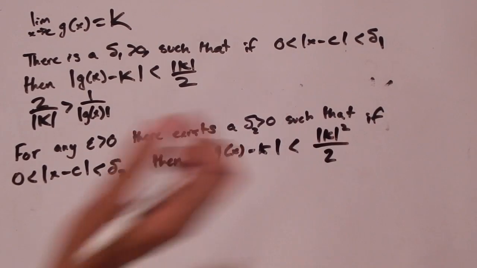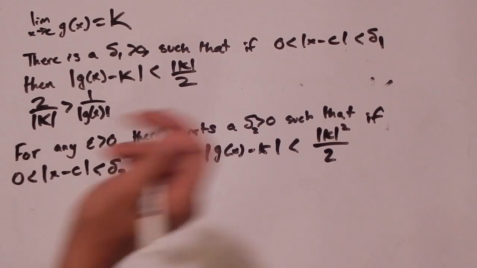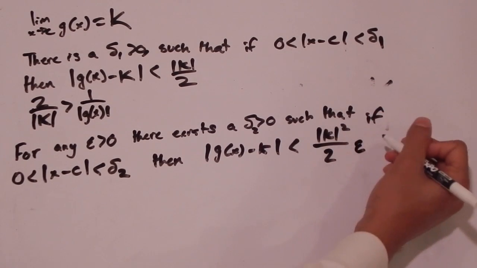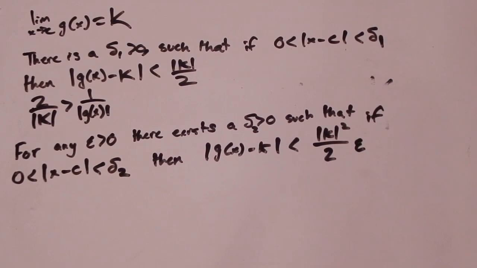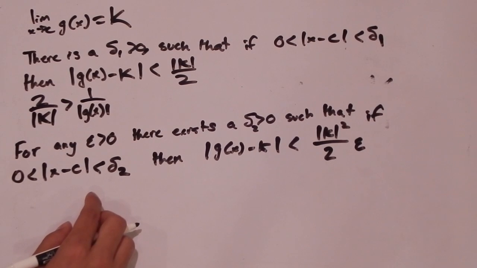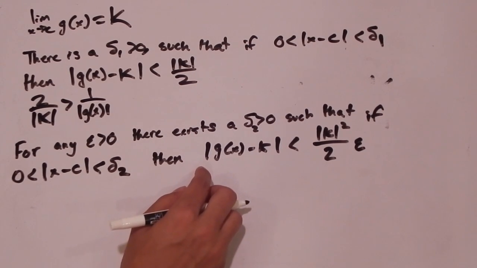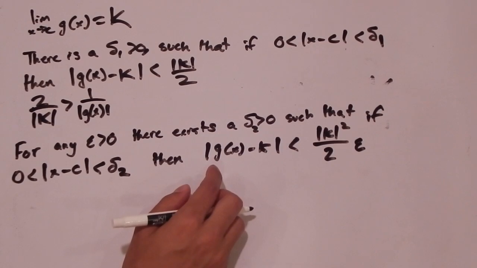And again, we don't really need this absolute value because k squared is definitely always going to be positive, but we're just putting it there for when we do some math with it later. It comes out nicer. And this is k squared over 2 times epsilon. So this lets us know for any epsilon greater than 0, we can find a delta sub 2 greater than 0, such that if 0 is less than the absolute value of x minus c, which is less than delta sub 2, then the absolute value of g of x minus k is going to be less than k squared over 2 times epsilon.